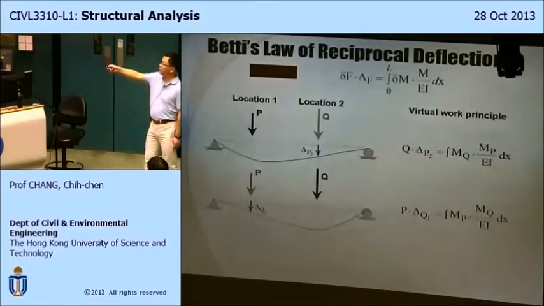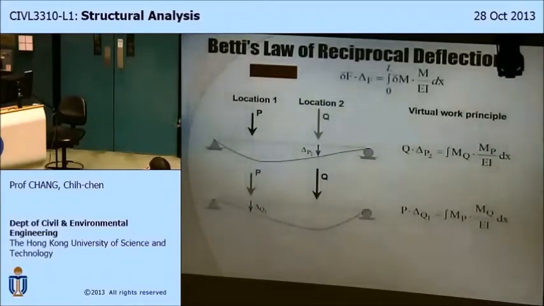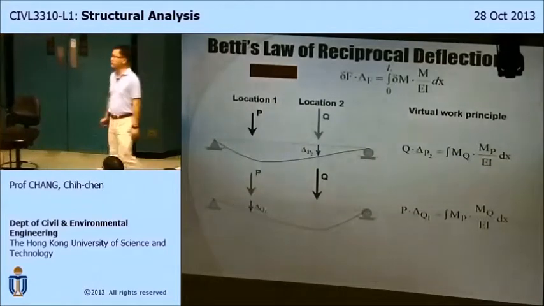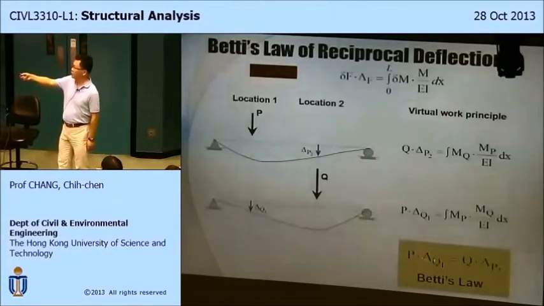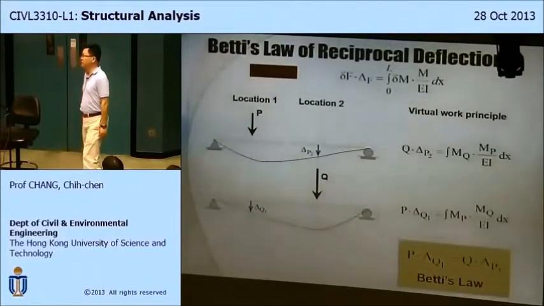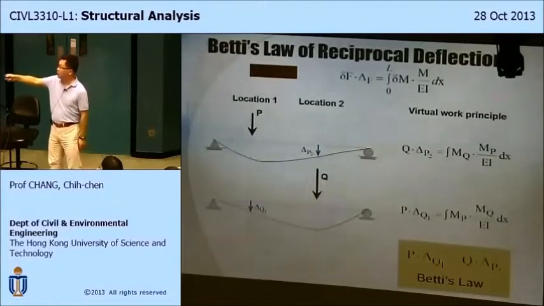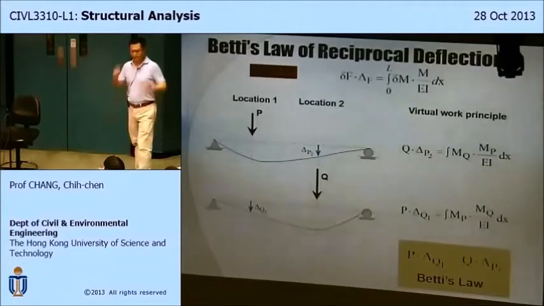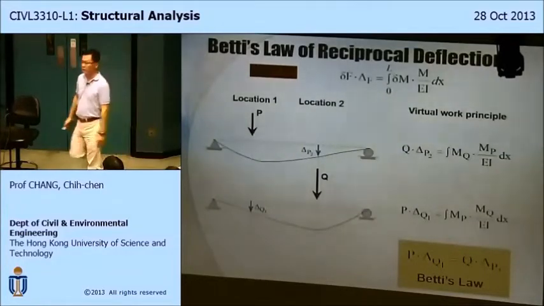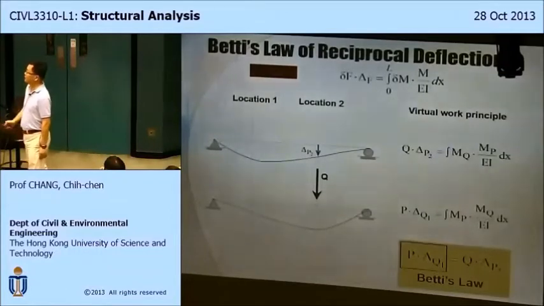This is integration mq times mp over EI dx. This is integration mp times mq over EI. So they are the same. So mathematically, it tells me this. P times delta Q1 is equal to Q times delta P2. All right. So P times delta Q1 is equal to Q times delta P2. So that's called Panties Law. You see, I'm confused, right? I'm totally confused.